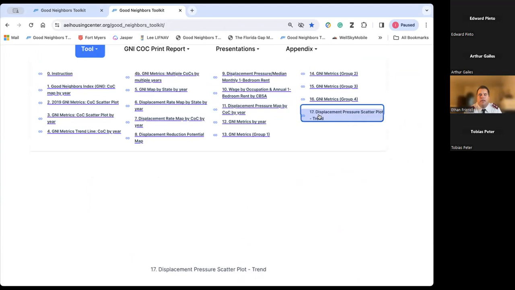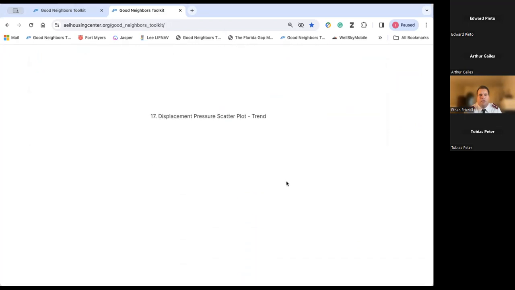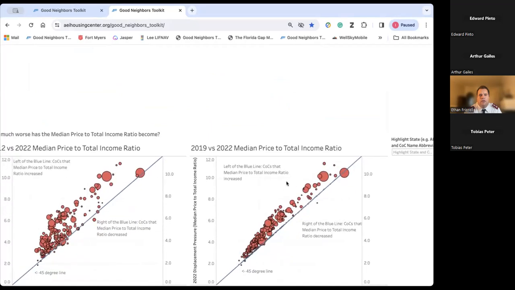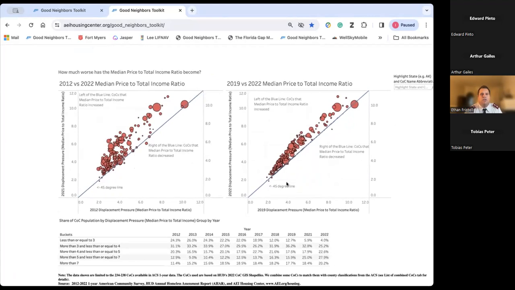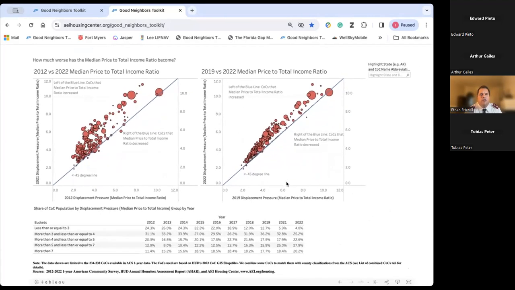Then the last one is 17. What this shows is the median, how much worse is the median price to median total income ratio, meaning is this problem getting worse or is this problem getting better in locations? And so there were 2 charts that were done. Thank you very much, Tobias and team, on this.